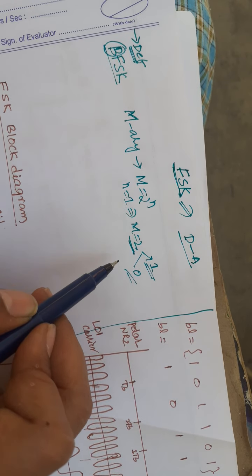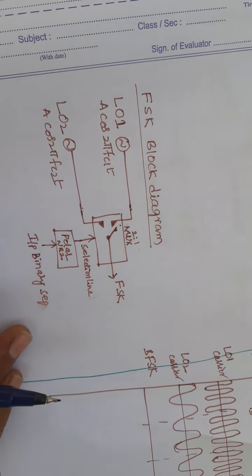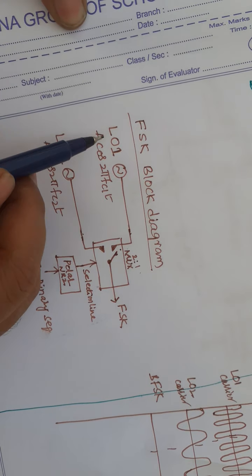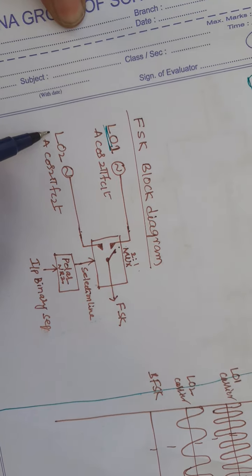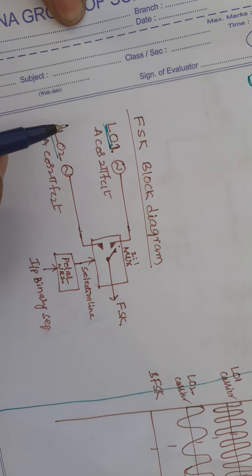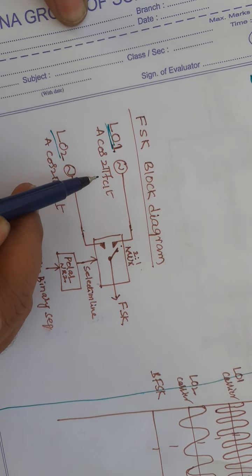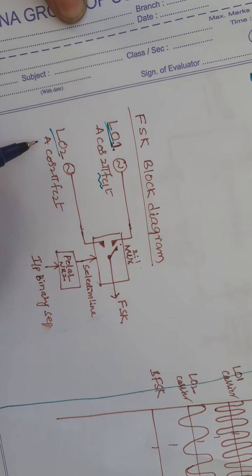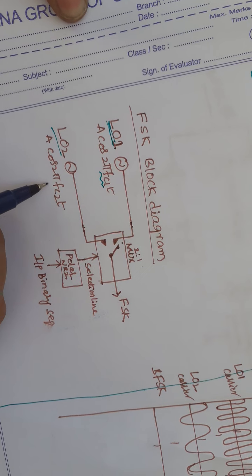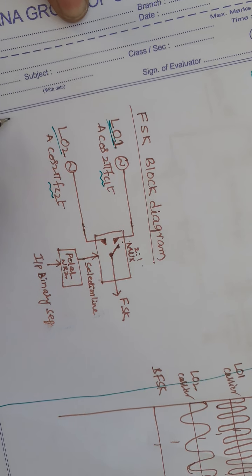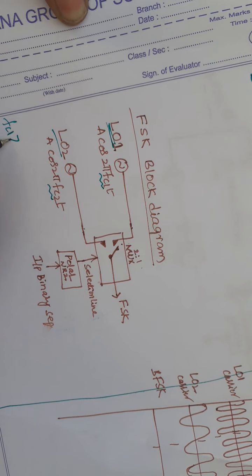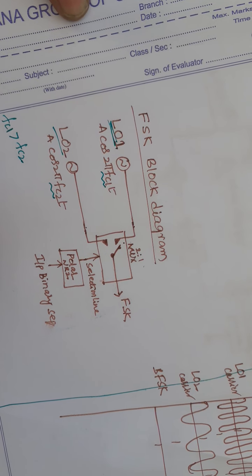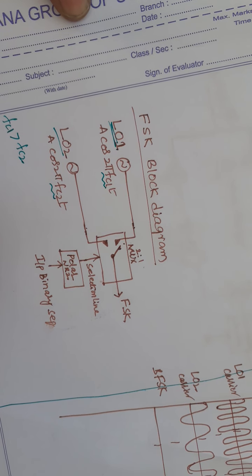Now, the block diagram of BFSK, see here, consists of two local oscillator carriers. The first is A cos 2 pi Fc1 t, its frequency is Fc1. The second local oscillator carrier is A cos 2 pi Fc2 t, its frequency is Fc2. Here I am writing Fc1 is greater than Fc2. The frequency of local oscillator 1 is higher than the frequency of local oscillator 2.